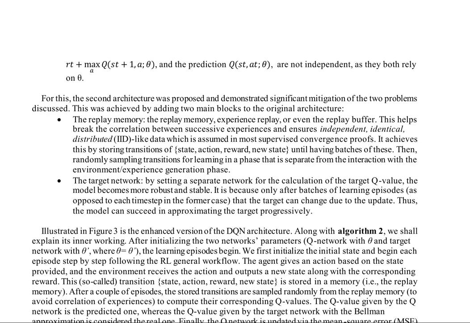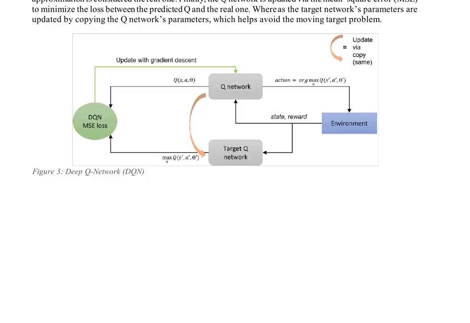The learning process begins with the initialization of the two networks' parameters, Q network with theta and target network with theta prime, where theta prime equals theta. Each episode follows the general reinforcement learning workflow. The agent takes an action based on the state, and the environment outputs a new state with a corresponding reward. This transition is stored in the replay memory.